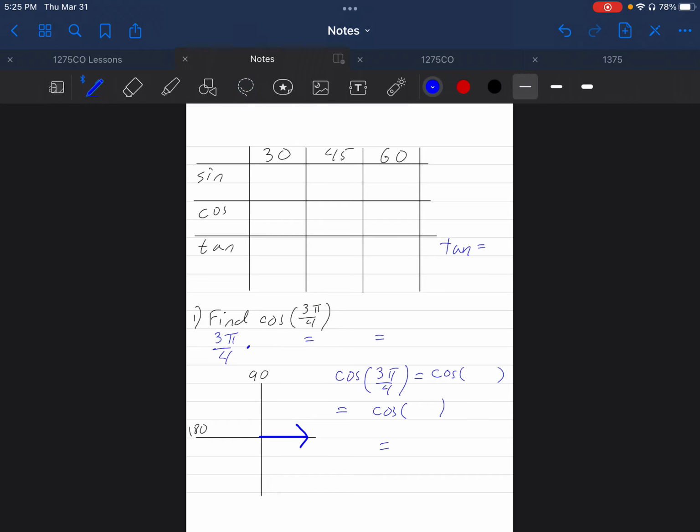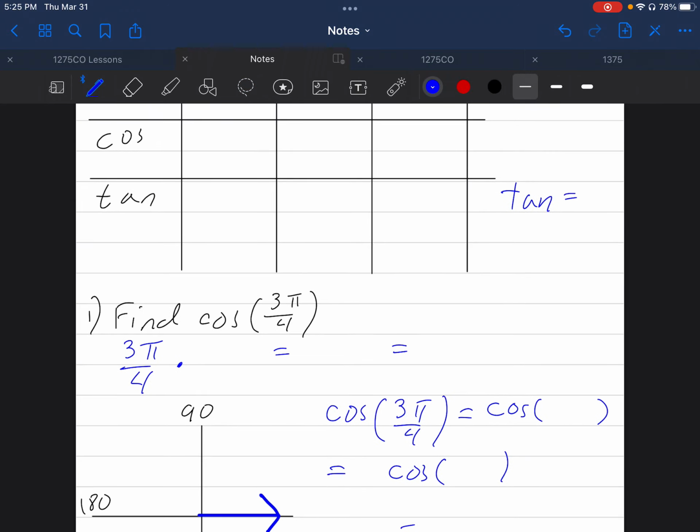The first thing that we want to do here is convert our angle into degrees. So we're going to do that by multiplying by 180 over pi. Pi's cross out. 180 over 4 results in a 45-degree angle. So we get 3 times 45 for an angle that measures 135 degrees.